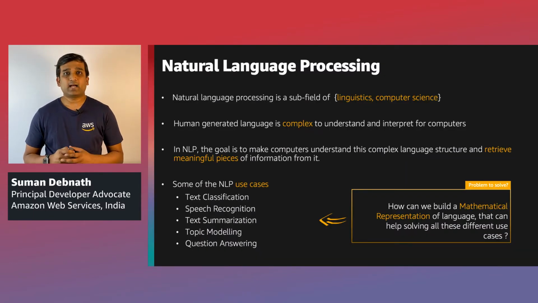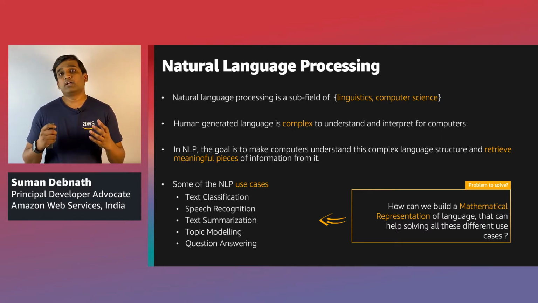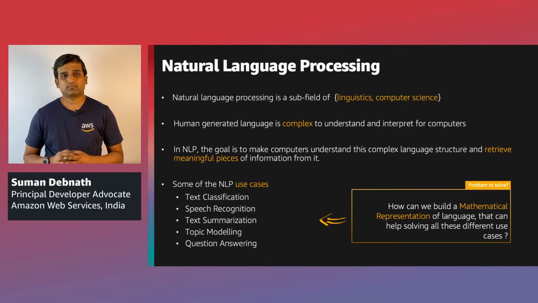Computers and machines are great at working with tabular and structured data, as we all know. But much of the information humans generate has complex structure and is definitely not tabular, making it very hard for computers to interpret. In NLP, the goal is to make computers understand this complex language structure and retrieve meaningful information from it, so that it can solve some complex problems like text classification, speech recognition, and so on.